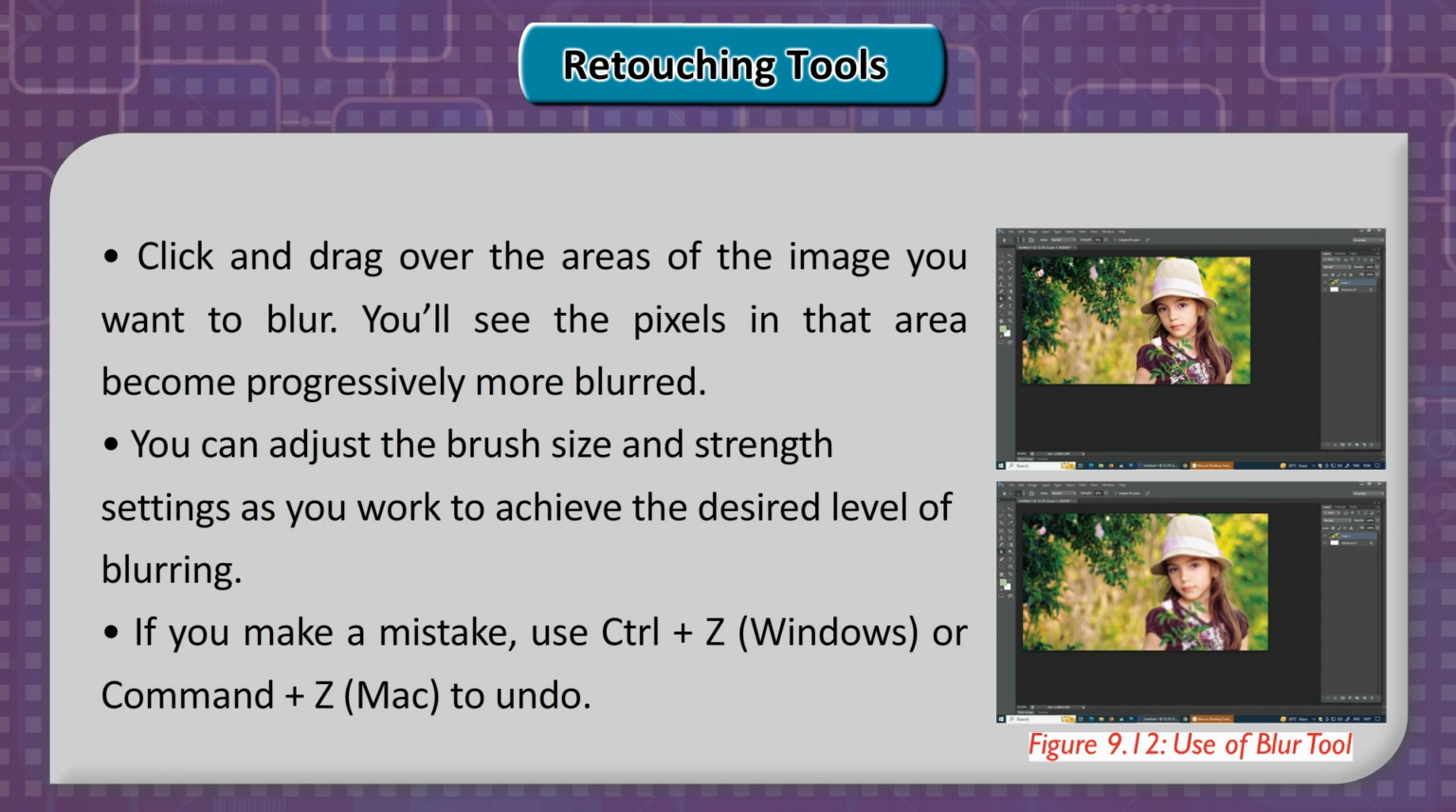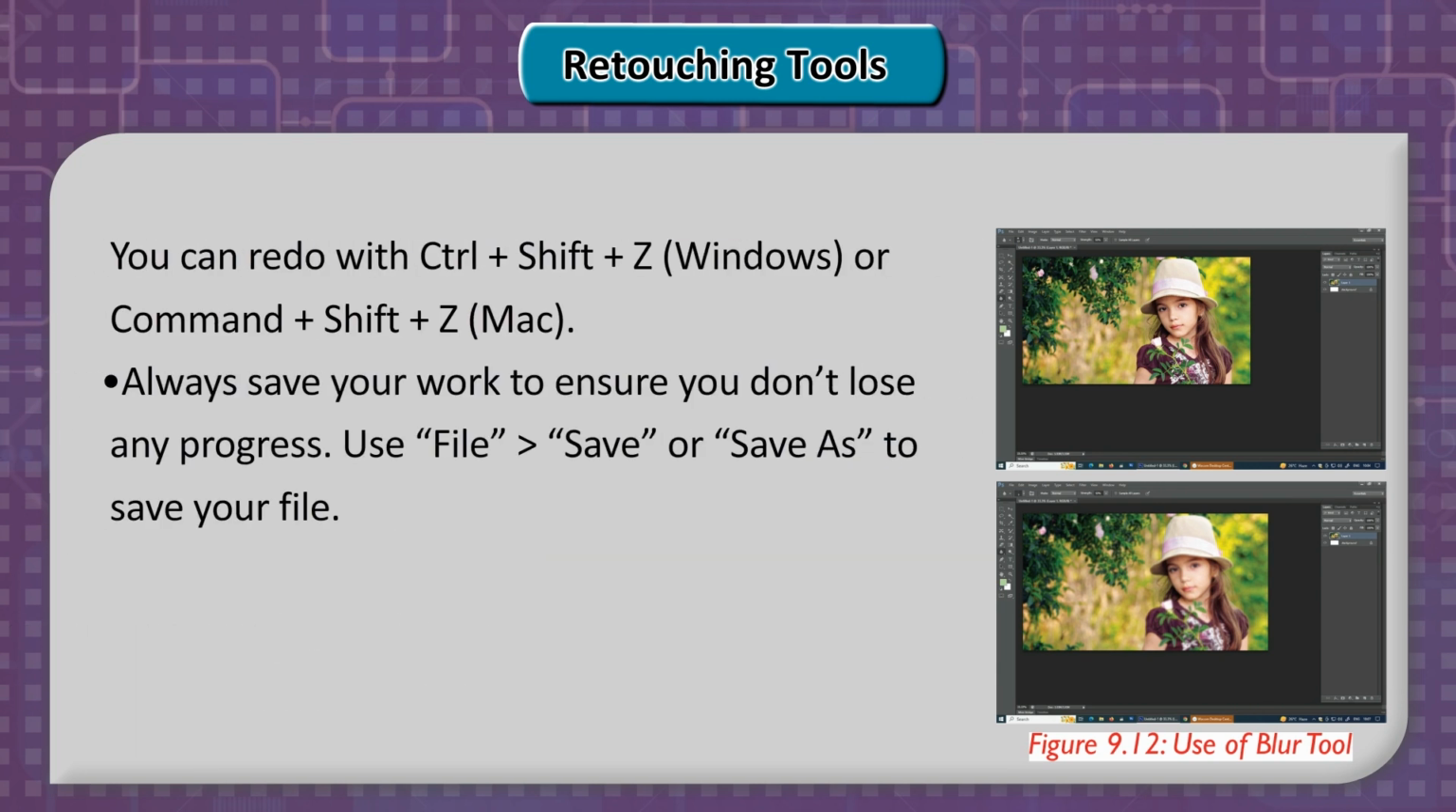If you make a mistake, use Ctrl+Z, Windows, or Command+Z, Mac, to undo. You can redo with Ctrl+Shift+Z, Windows, or Command+Shift+Z, Mac. Always save your work to ensure you don't lose any progress. Use File > Save or Save As to save your file. Figure 9.12. Use of blur tool.